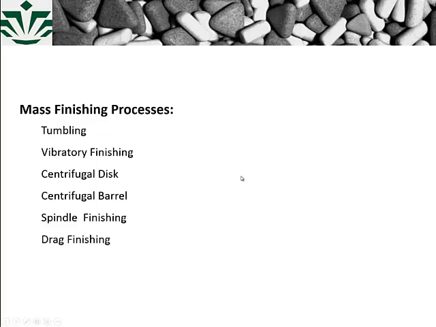Hello, I'd like to give a brief introduction to mass finishing processes. Mass finishing processes are typically utilized on metallic components that have undergone previous machining operations, though they can be used for non-metallics as well. Here is a list of processes that would fall into this category.